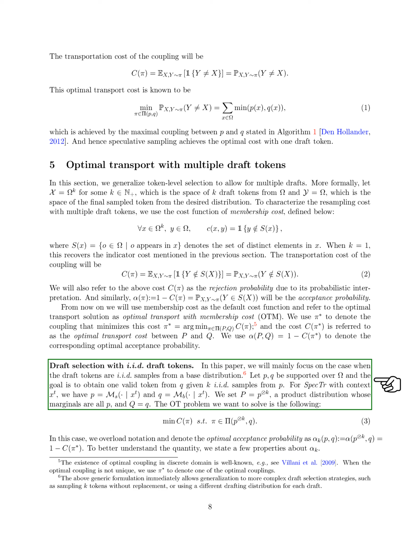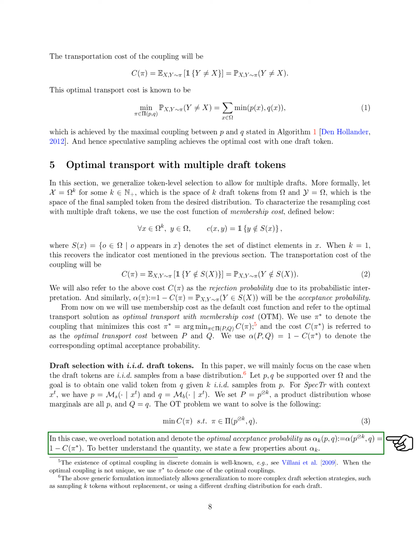We're trying to obtain a valid token from a distribution, Q, given multiple i.i.d. samples from another distribution, P, for a specific context. We have P and Q as two different models. We set P as a product distribution whose marginals are all P, and Q as Q. The optimal transport problem we want to solve is to minimize a cost function subject to certain constraints. We denote the optimal acceptance probability as alpha underscore K, P, Q, which is a measure of how likely we are to accept a token.